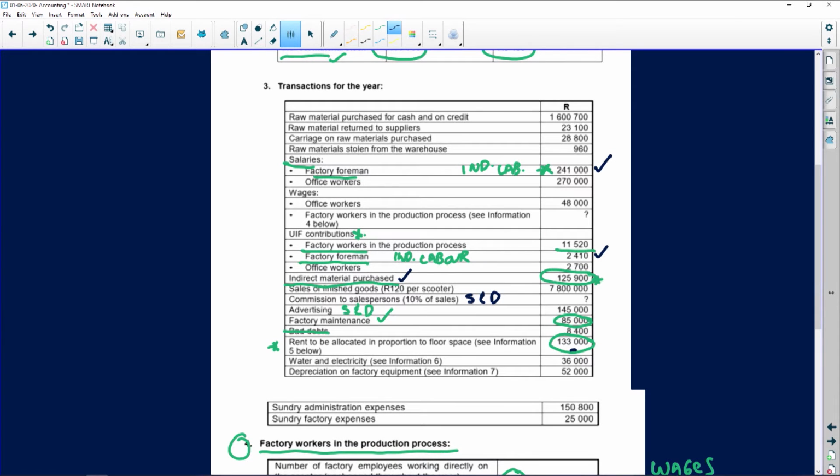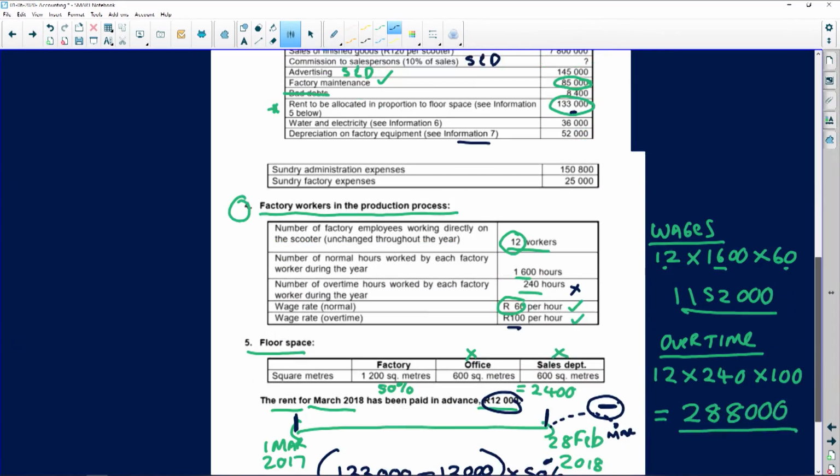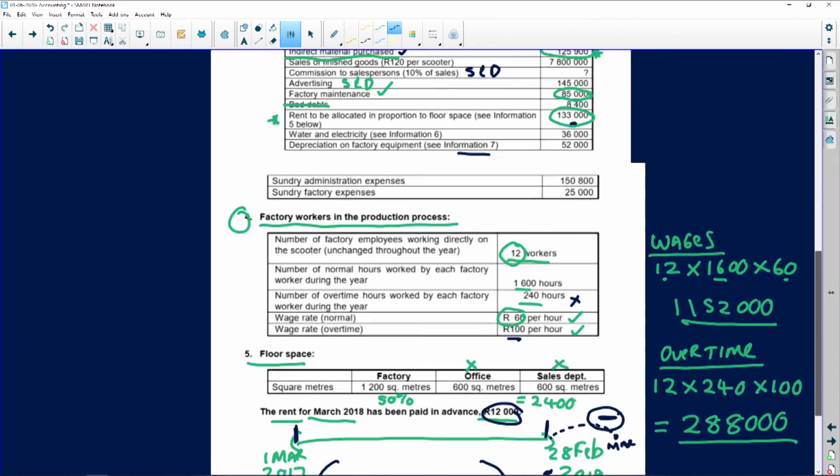Okay, next bit of information deals with water and electricity. See information 6. And then we've got depreciation where they want us to see information 7. Right, now as you can see, guys, information 6 and 7 is actually missing.